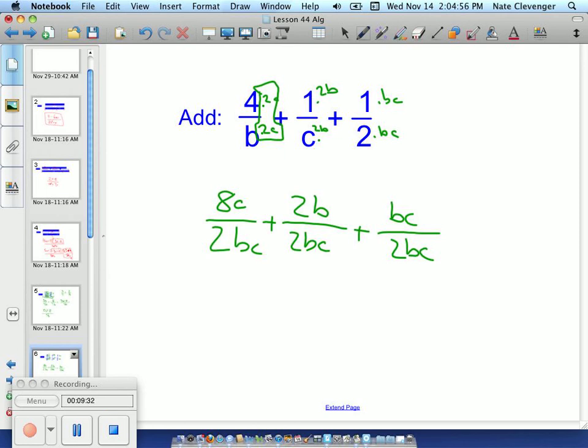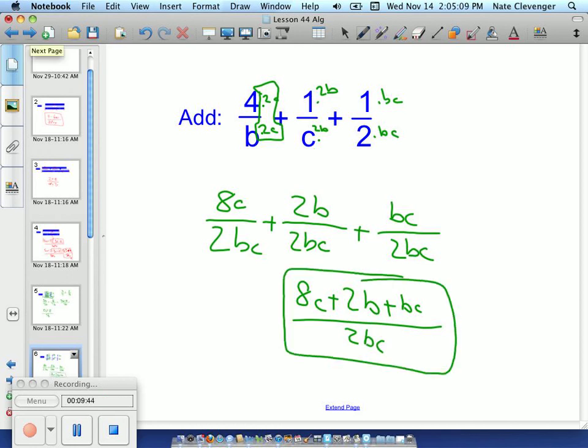Then get those all put together over one denominator. There are no common or like terms here. So just go 8C plus 2B plus BC over 2BC. And I do want it written down. You'll figure out your own little shortcuts. I'm just showing you the complete way to do this.